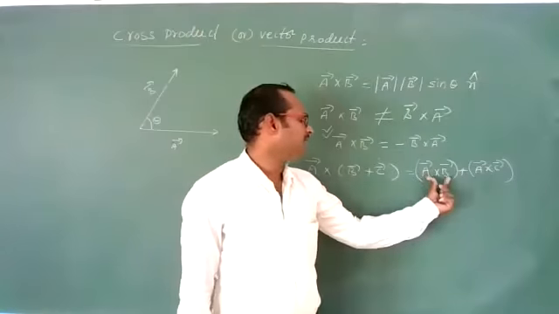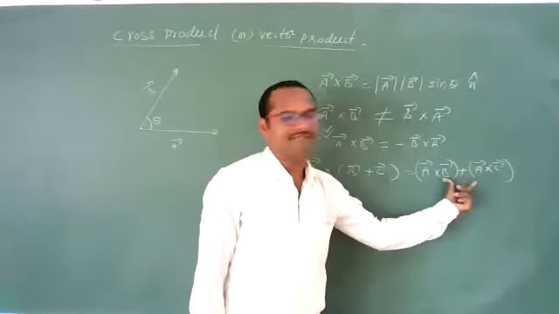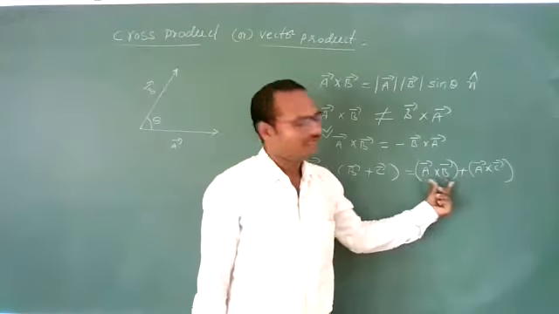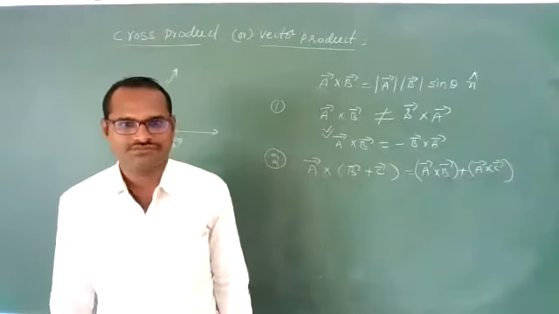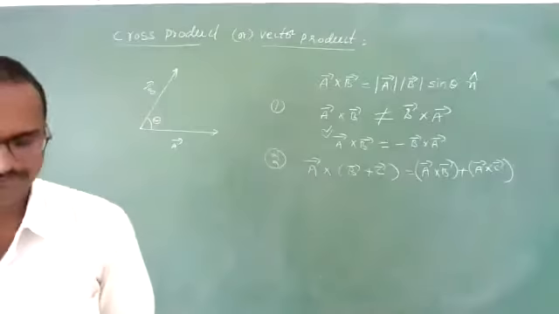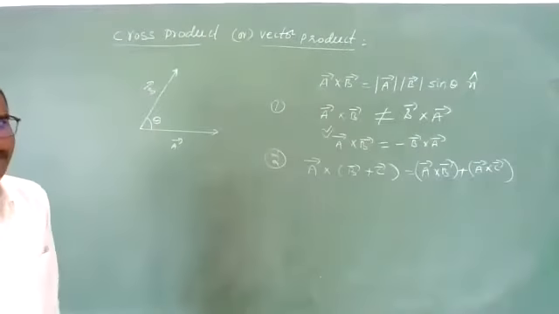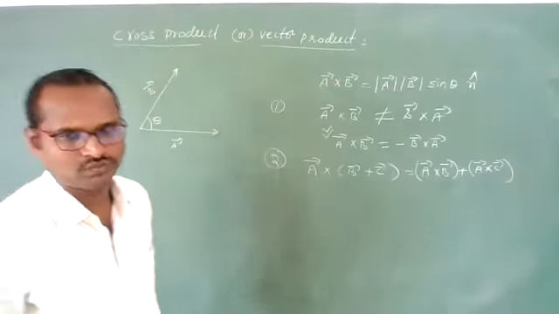Do these two cross products and add them. You will get a vector here, and here also a vector. Add these two vectors and you will get this again. This will be applicable. Remember these two.